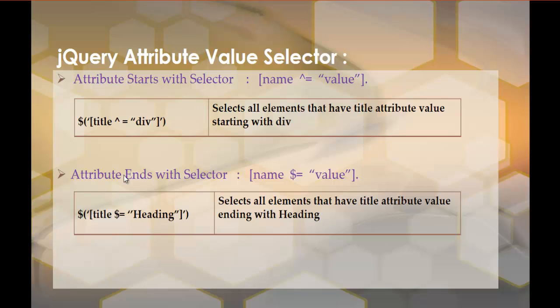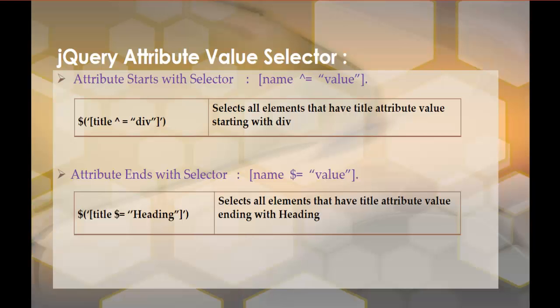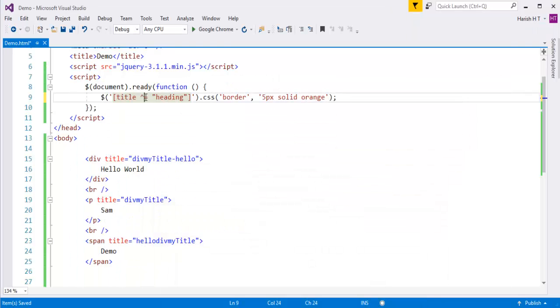Starts with selector, and it's quite the opposite: attribute ends with selector. It selects all the elements that have the title attribute value ending with heading. Here you can observe to the jQuery function I'm passing title as $equals heading. Your title attribute value should end with the word heading, then only it's going to select the particular element. So let me go and check it. Heading, and what is the symbol for that? Yes, it's the dollar symbol.